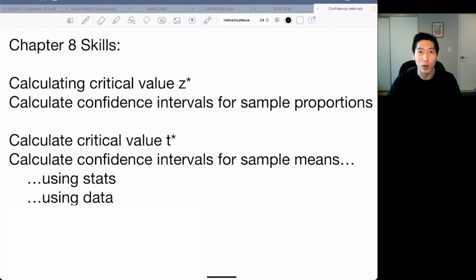Hey guys, in today's video, we're going to go over the calculator skills useful for Chapter 8. This involves calculating critical value Z star, confidence interval for sample proportions, the critical value T star, and the confidence interval for sample means. Then we're going to also do this using either stats or data.